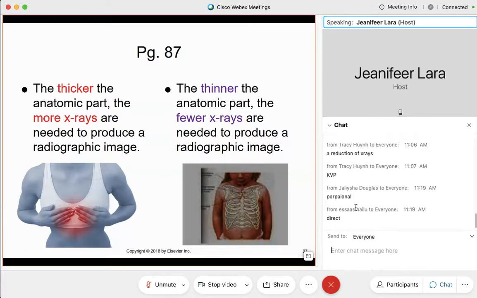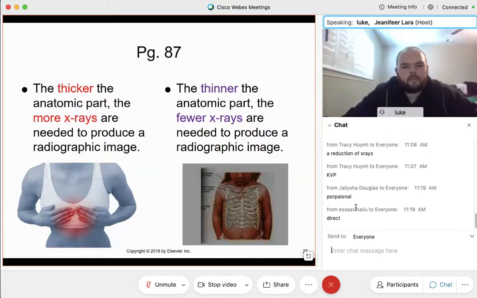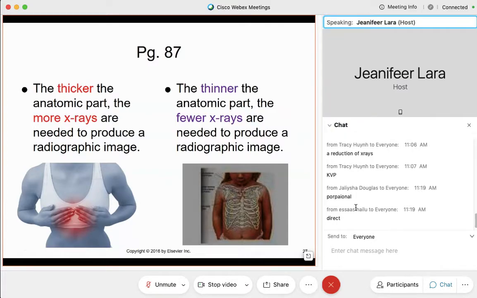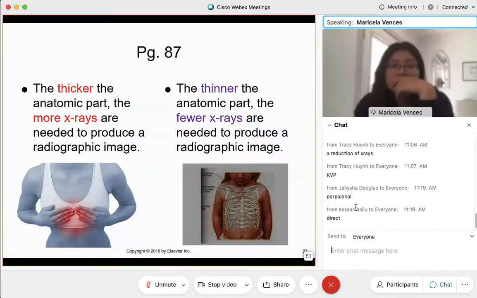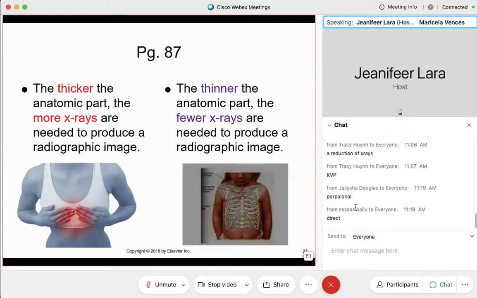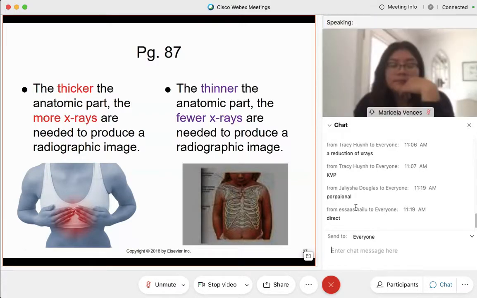Directly proportional. Beautiful. Marisela, I have another one for you. If thickness increases, what happens to transmission? Decreases. Does it decrease? Okay, good. So if thickness increases, transmission decreases. What kind of relationship is that? Inversely proportional. Inverse. Perfect. Awesome.